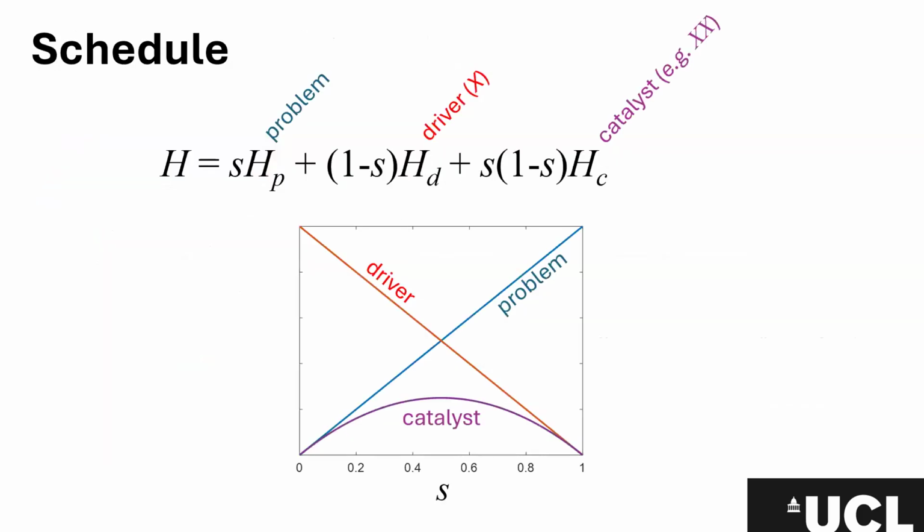And the other technical detail I need to give you is what the schedule is. So we have the usual model schedule, if you like, where the driver decreases in amplitude linearly during the course of the anneal, the problem increases linearly, and the catalyst has this parabolic form given by these expressions here.